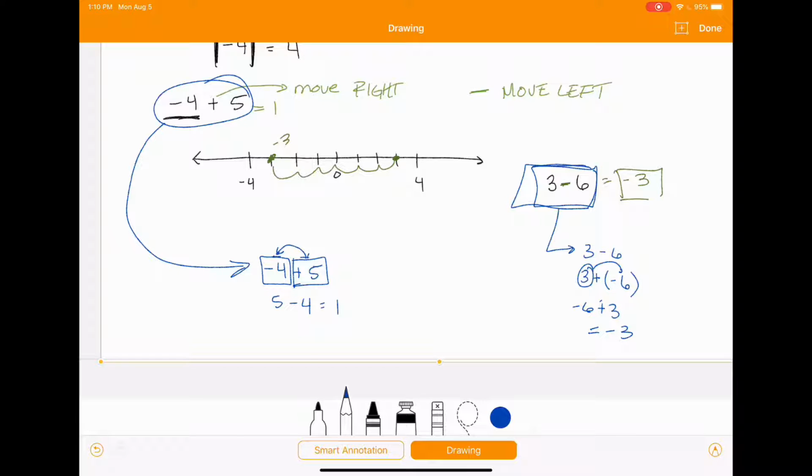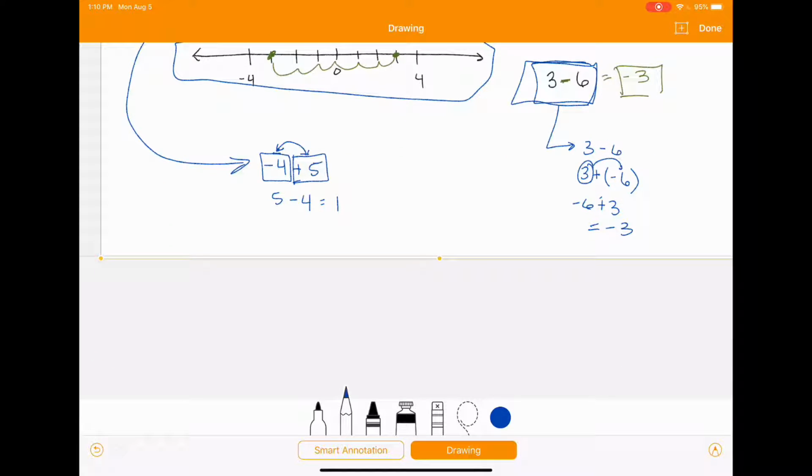Until you can kind of visualize this number line in your head and how it's working, go ahead and just draw it out every single time that you do one of these expressions, and it'll be able to help you out a lot more than you just trying to do it in your brain. Eventually you will be able to do it in your brain. It just takes time, it takes practice. So just draw out your number line, move left and right, and you'll get it right every time.